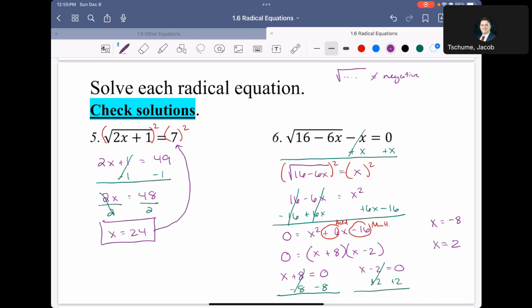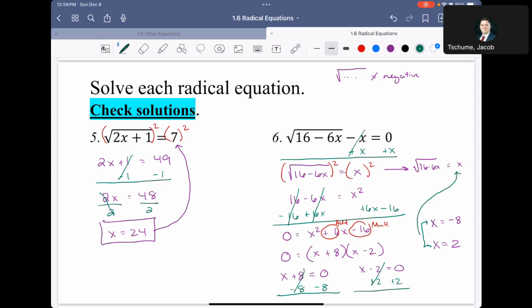Now remember, we have to make sure that these answers make sense. So what you will notice is that if we go back up here to the top, and look at the problem before we squared it, where you had the square root of 16 minus 6x equals x. This was the original square root problem that we hadn't done anything to yet. What you have to notice here is that if you were to take both of your answers and check, remember I told you at the top, a square root cannot equal a negative number on its own.